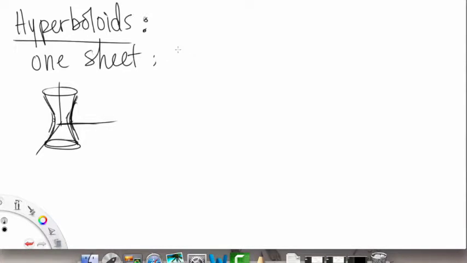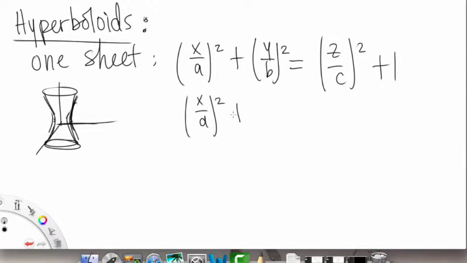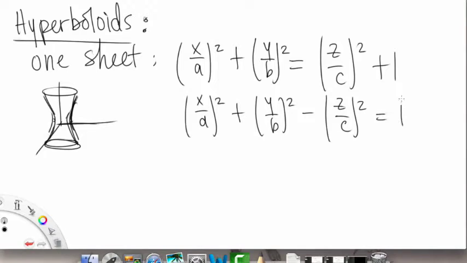So we have something like that, and the formula looks like x over a squared plus y over b squared is equal to z over c squared plus 1. So this also can be rewritten with all of the variables on the left side. So then we'd have the same thing, except we're going to subtract that z over c squared over to the left. So we get something that looks like that, okay? So here, this is a one-sheet thing.